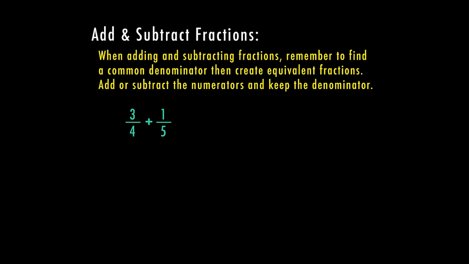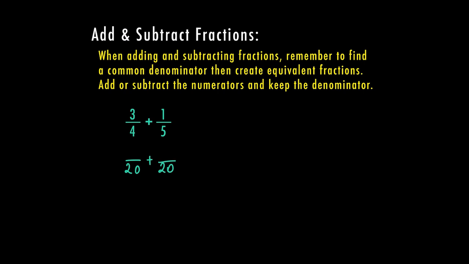So we're going to start out here with just a simple addition problem. So here we have 3/4 plus 1/5. Now I know 4 and 5 are not the same number, so I need to find their common denominator. So what we're doing is finding their common multiple. So if I think about my multiples of 4, the one that 5 also goes into is 20. So we're going to use 20 as our common denominator.